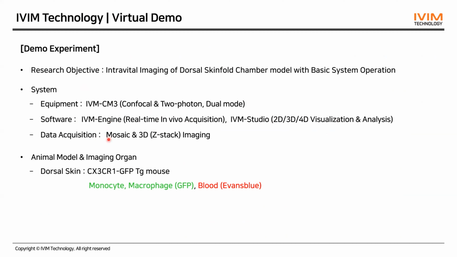So Luna will soon show you the basic system operation using those two software by acquiring the mosaic and 3D Z-stack imaging together. And lastly, the animal model for the liver imaging will be the CX3CR1 GFP transgenic mouse model, which is expressing GFP in monocytes and macrophages. And moreover, we will additionally label the blood by IV injection of Evans blue.